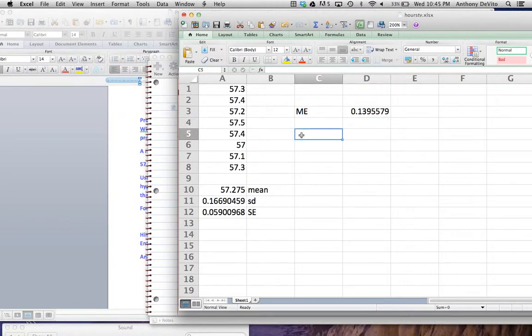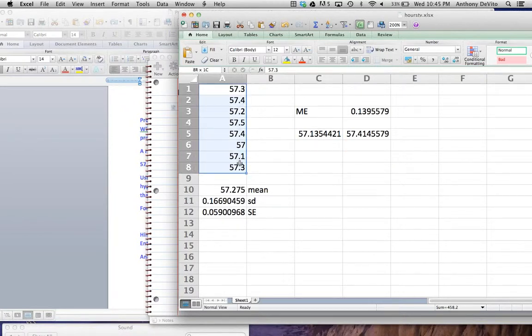So our 95% confidence interval is going to be equal to my mean minus my margin of error, and it's going to be equal to our mean plus our margin of error. Okay, so our 95% confidence interval, based on this sample of 8 pills, we're 95% certain that the true mean for this entire population of pills is 57.14 to 57.41. Everybody agree with that?